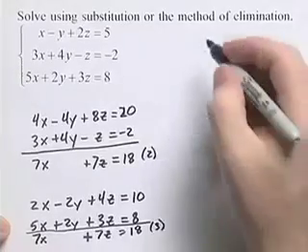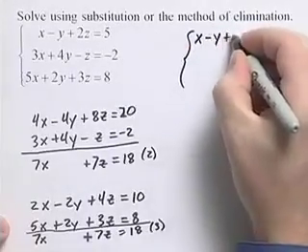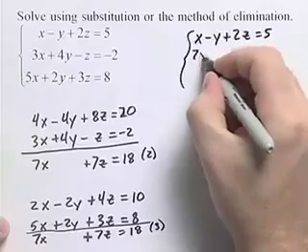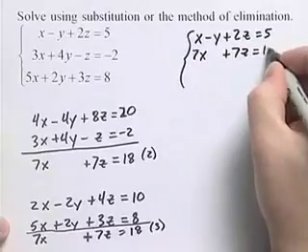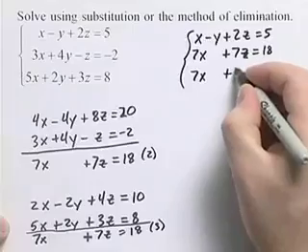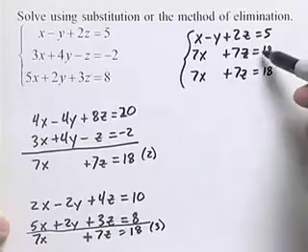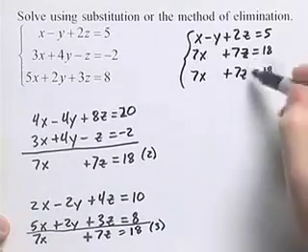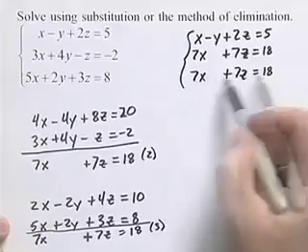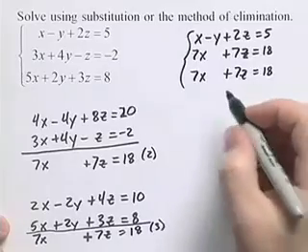Let's rewrite our system first. We keep our original equation, x minus y plus 2z equals 5. Rewrite our second equation now, I'm calling this 7x plus 7z equals 18. And then our third equation is 7x plus 7z equals 18. At this point, we see these last two equations are identical, so we have a redundant equation. Because we have 3 equations and 3 unknowns, but one of these equations is redundant, it's really like we only have these 2 equations and 3 unknowns. So our system will have an infinite number of solutions.